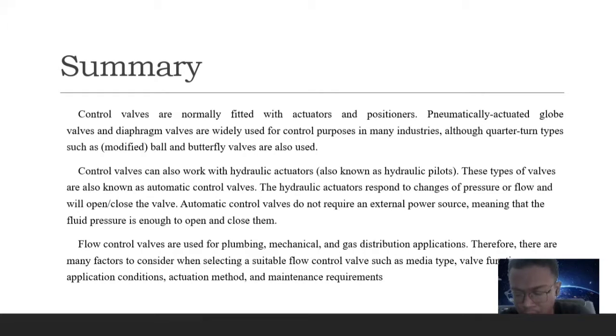Automatic control valves do not require an external power source, meaning that the fluid pressure is enough to open and close them. Flow control valves are used for plumbing, mechanical, and gas distribution applications. Therefore, there are many factors to consider when selecting a suitable flow control valve, such as media type, valve function, application conditions, actuation methods, and maintenance requirements.